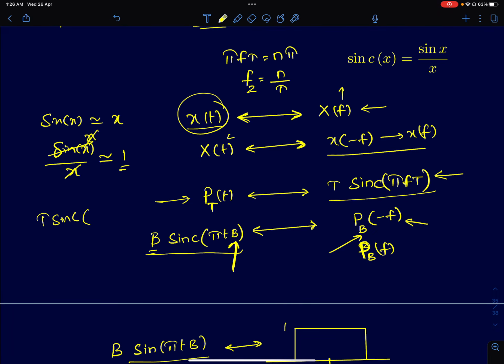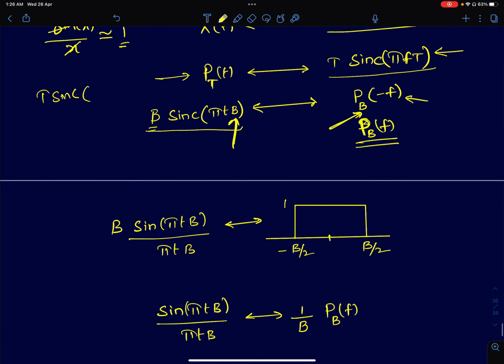So whatever is present here, pi t b, that b here will be the width of this pulse in frequency domain. P_b of minus f is also P_b of f. So in frequency domain, it's going to look like this. B sin pi t b by pi t b will have a Fourier transform of a pulse function whose amplitude is 1 and pulse width will be b.